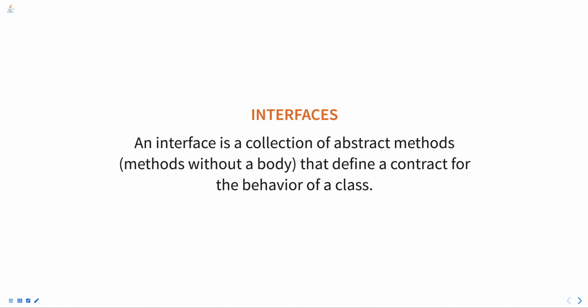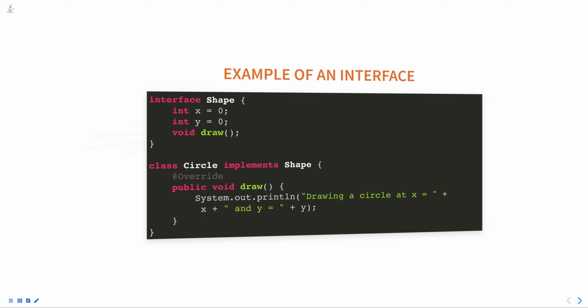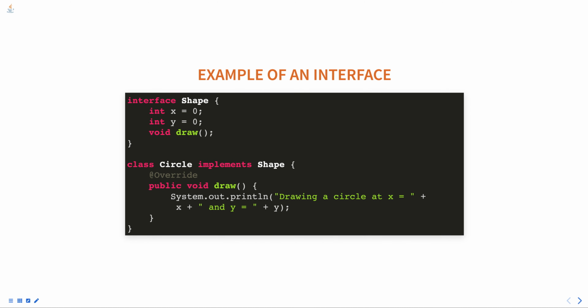A class that implements an interface must provide an implementation for all the methods defined in the interface. An interface is defined using the interface keyword, and it can contain only abstract methods and constant variables. Here is an example of an interface.